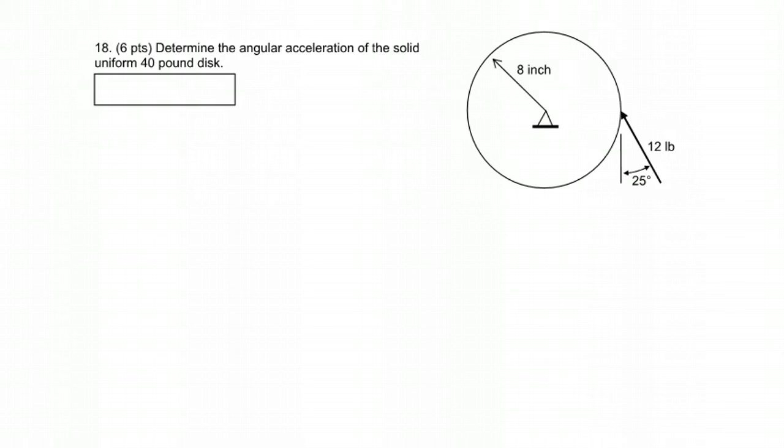Number 18, 16, 6 points, determine the angular acceleration of the solid uniform 40-pound disc. So we're rotating about a point right here. There's a force at an angle on the edge of this disc, so it's rotating like that. We want to determine the angular acceleration. Hopefully you recognize this: torque equals I alpha.